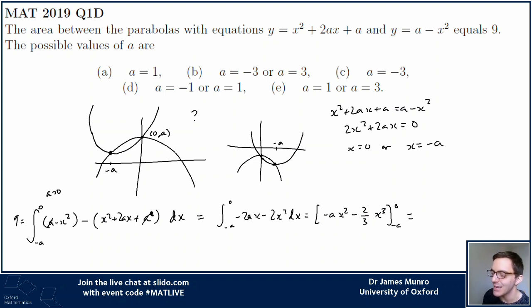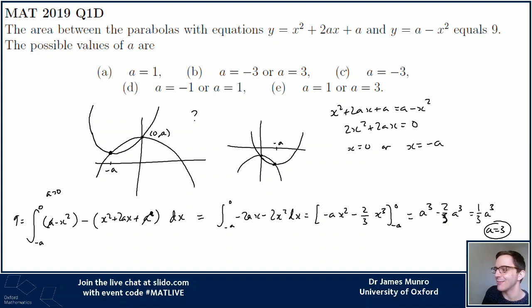When I put in minus a, I get a minus sign from the lower limit of this integral. I get a minus sign here. I put in the a, I get a cubed. Over here, I get minus 2/3 a cubed. So that's going to be 1/3 a cubed. And when I want that to be 9, so that would say a equals 3. Okay, that was one case when a was bigger than 0. And I've got a solution, a equals 3.